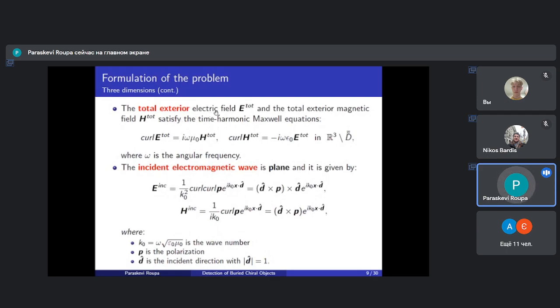The total exterior electric field and the total exterior magnetic field satisfy the time-harmonic Maxwell equations, which are given here and hold in R3 minus D tilde bar, where ω is the angular frequency. We consider that the incident electromagnetic wave is a plane wave, and it is given by this formula here, which depends on κ0, which is the wave number, P, which is the polarization vector, and d hat, which is a unit vector and denotes the incident direction.